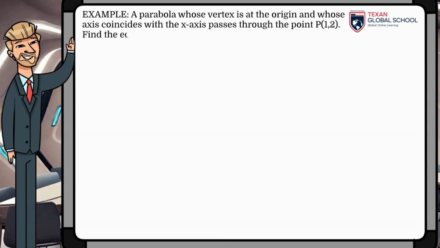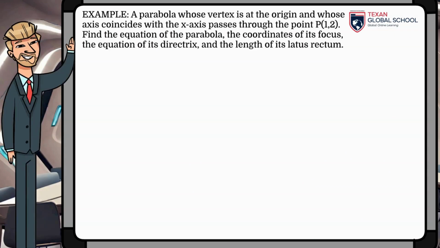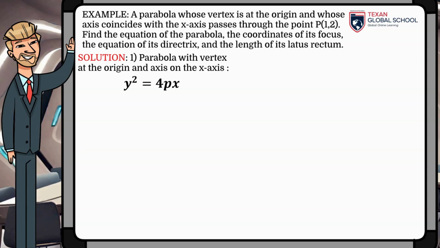Let's look at an example. A parabola whose vertex is at the origin and whose axis coincides with the x-axis passes through the point P with coordinates 1, 2. Find the equation of the parabola, the coordinates of its focus, the equation of its directrix, and the length of its latus rectum.